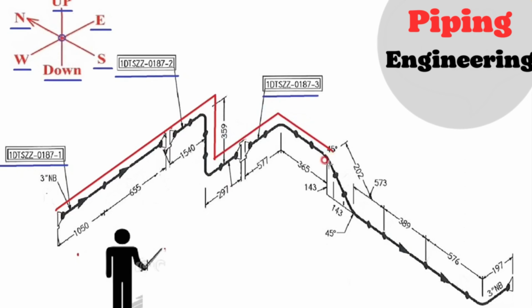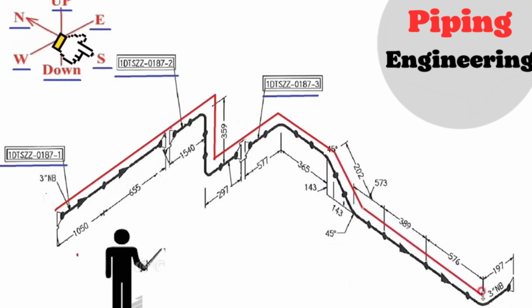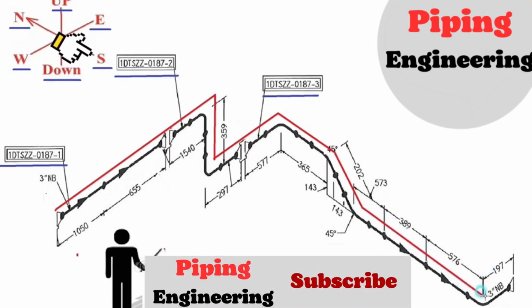At this point, there is a vertical angle of 45 degrees. Therefore, the pipe travels down. Then it travels south at an angle of 45 degrees. Then the pipe continues in the south direction. From here the pipe turns to the east direction. And the correct reading of the pipe drawing is completed.